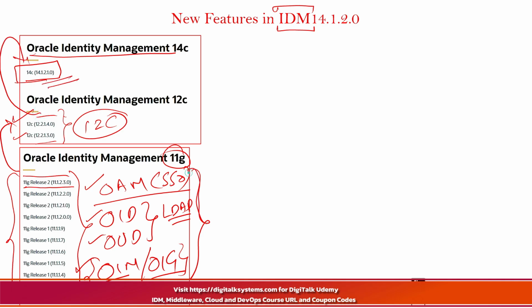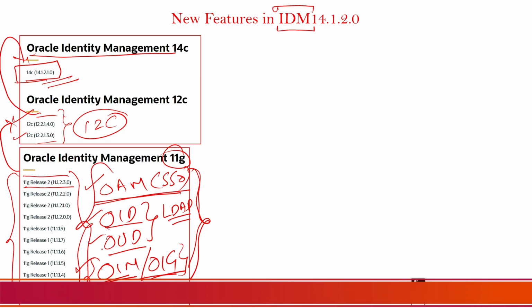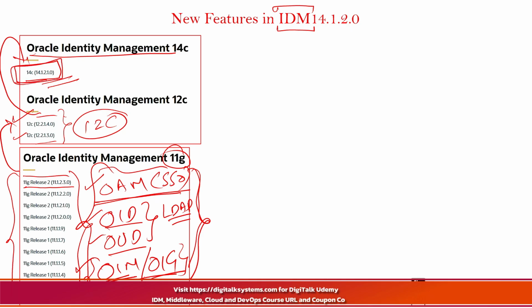So for each and every stack, we have a 14.120 version. Like for OAM, we have OAM 14.120, OID 14.120, OUD 14.120, OIM or OIG 14.120, right? So now I'm going to explain what all the new features are related to each and every stack in the 14.120 version.